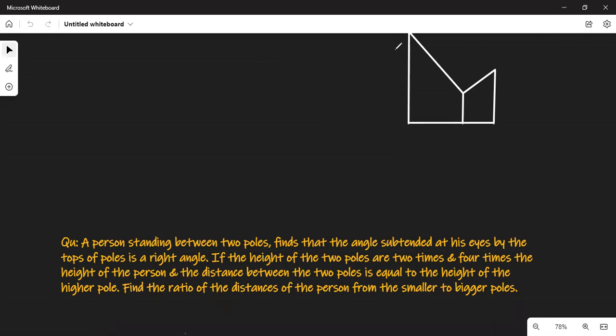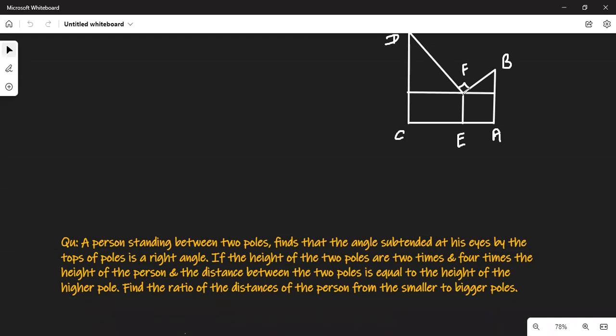Let's name the poles. Let's say this smaller pole is AB, and the bigger one is CD. Let's name this point E and this point F. Since this is 90 degrees, let's represent it by 90, and we can draw a straight line passing through this point. Yes, we get two angles now.